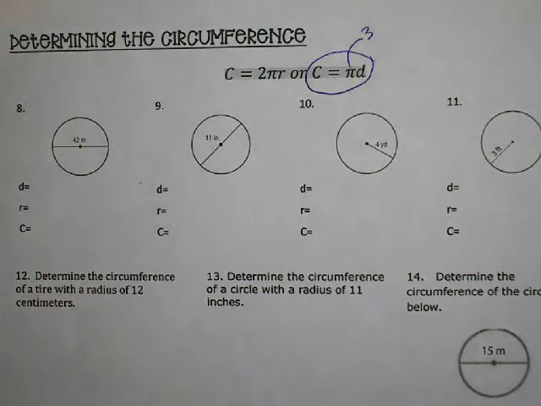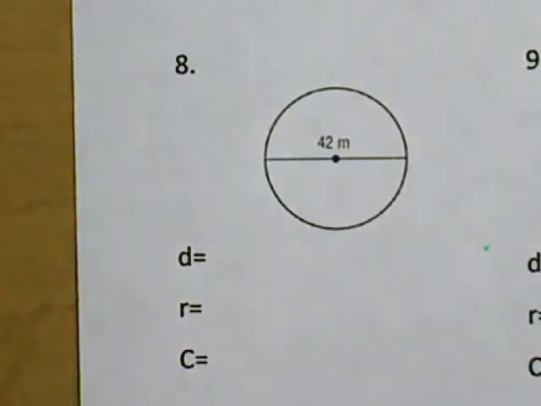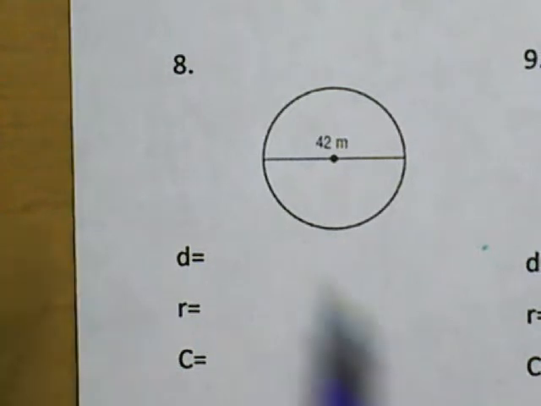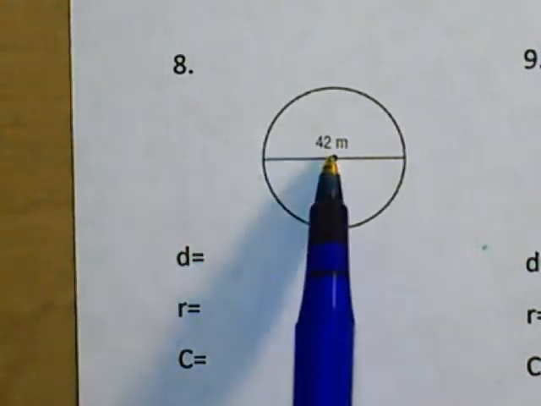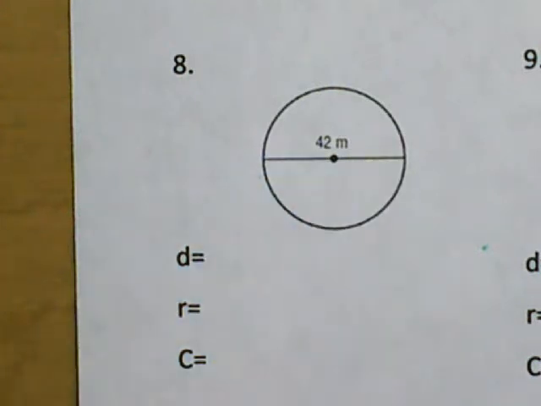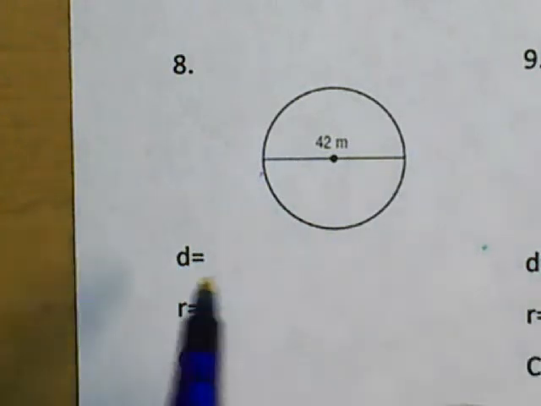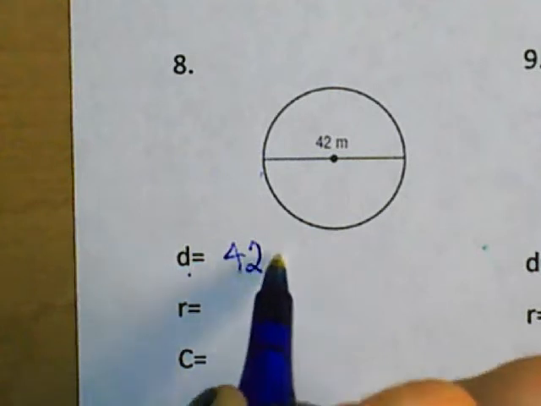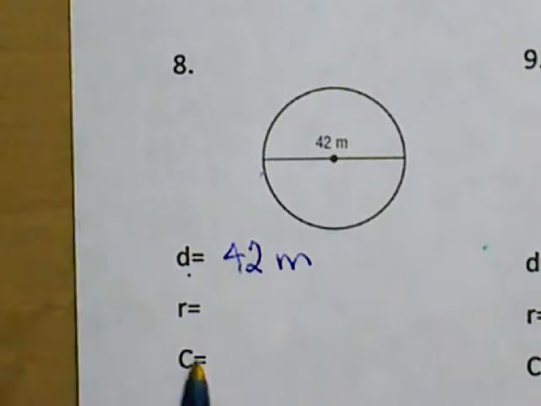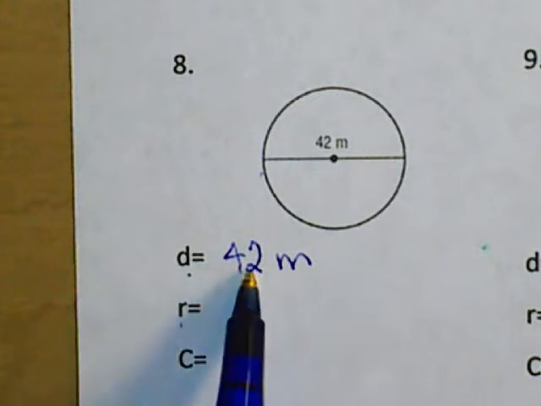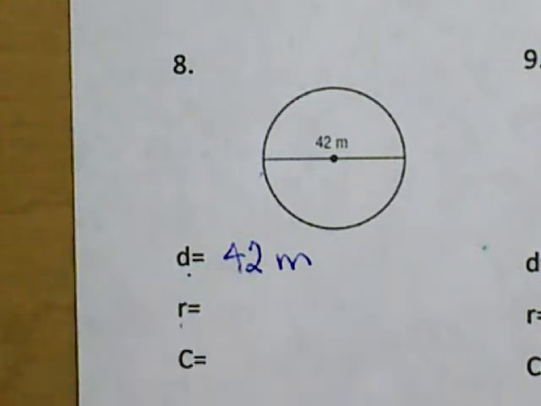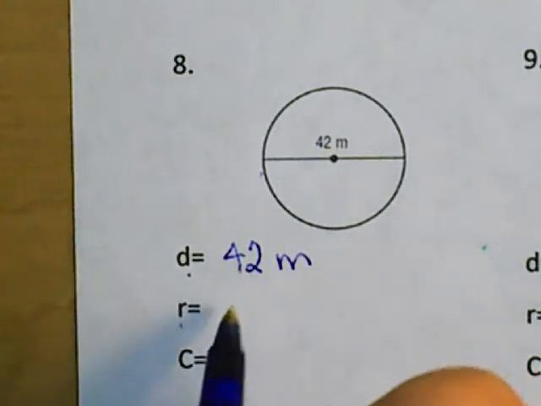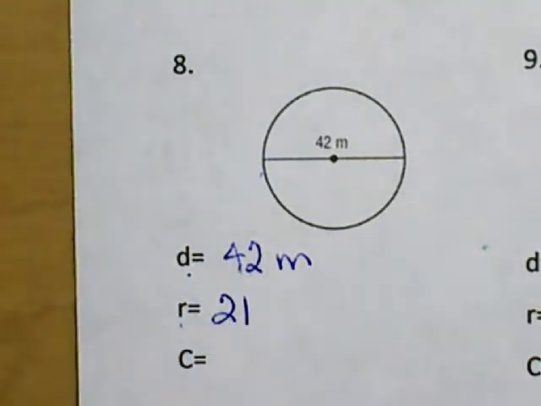Let's take a look at number 8. Number 8 gives us the 42 meters going all the way across the circle. This tells me they have given the diameter. I will fill out the diameter equals 42 meters. And remember, I'm looking for the radius as well, which is half the diameter. So what is half of 42? That is correct. Half of 42 is 21.